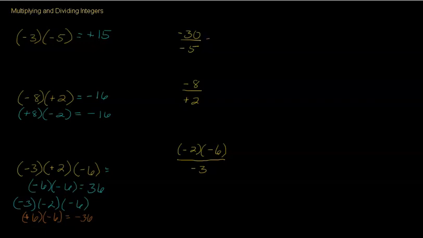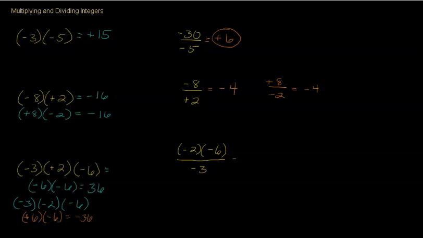Okay, so what do you think this one's going to be? Well, 2 negatives means it's a positive. And 30 divided by 5 is 6. So your answer is positive 6. Now you have 1 negative divided by a positive. So this is going to be negative 4. And just like this one, it doesn't matter. If this was positive 8 divided by a negative 2, it still would have been negative 4. It doesn't matter which one's negative.